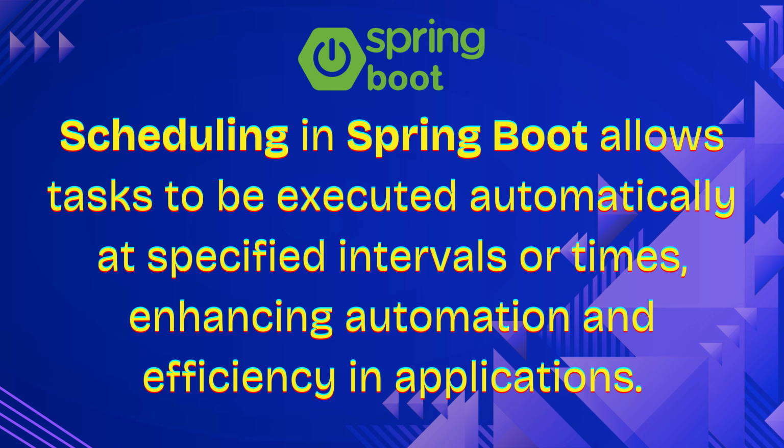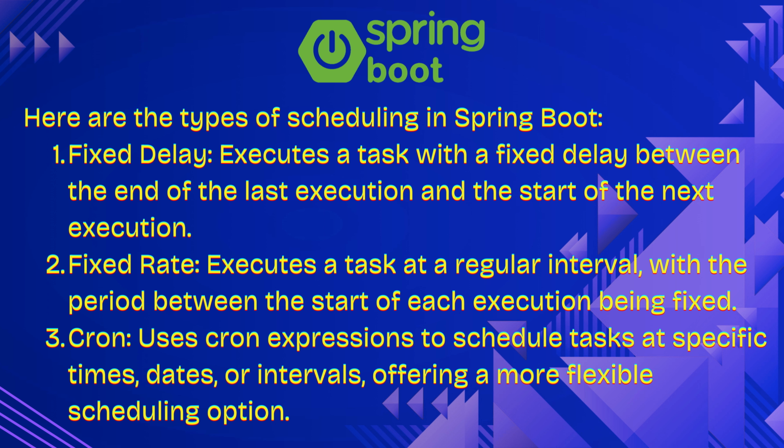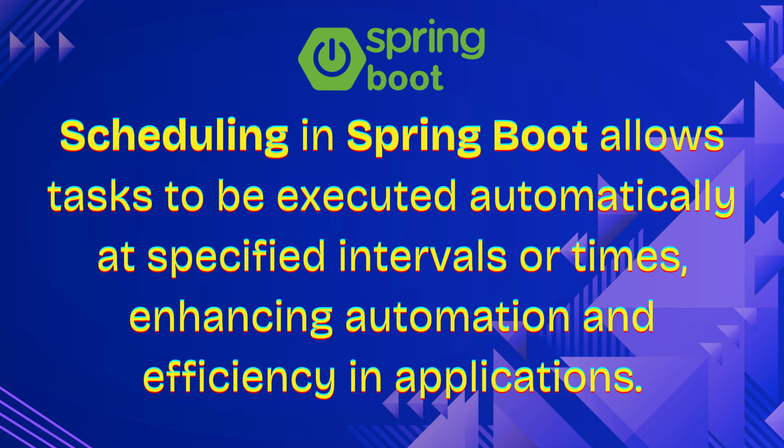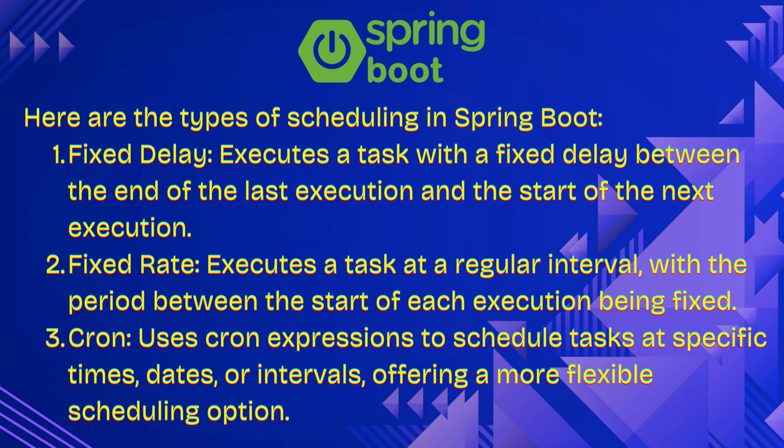Today we'll learn how to implement scheduled tasks in Spring Boot using three different scheduling methods: fixed rate, fixed delay, and cron expression. If you don't know what scheduling is, it's basically a way for a specific task to run automatically at a fixed rate or interval, or at a specific time like 6 a.m. in the morning, once every day, or once every month, etc.